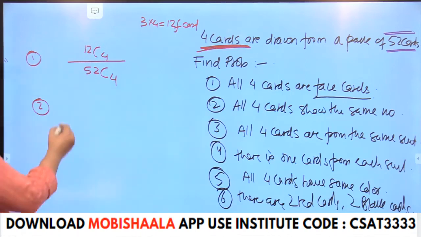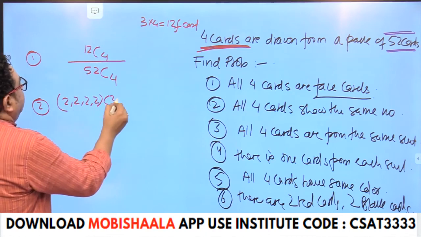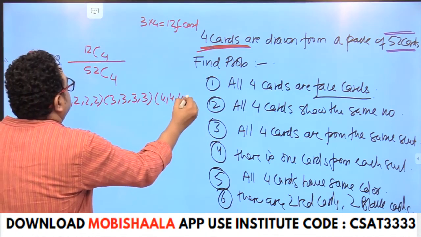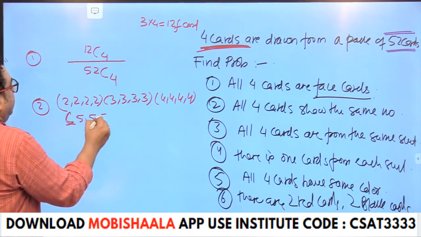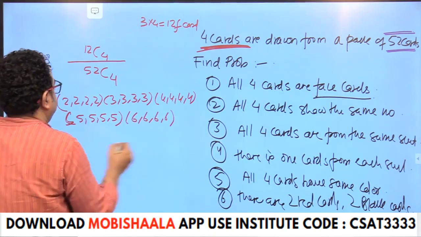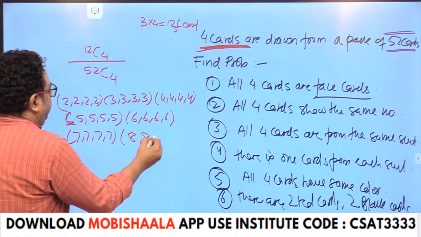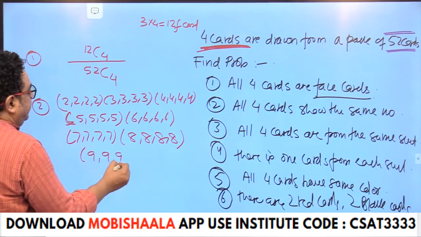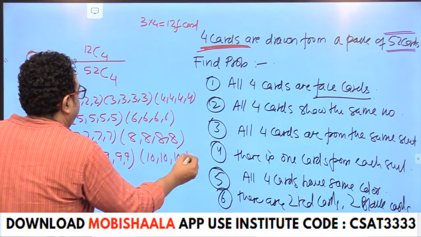So other cards are, see, 2, 2, 2 and 2. Or 3, 3, 3 and 3. 4, 4, 4 and 4. 5, 5, 5 and 5. 6, 6, 6 and 6. 7, 7, 7 and 7. 8, 8, 8 and 8. For your convenience, I have to write 9, 9, 9 and 9 and 10, 10, 10 and 10.